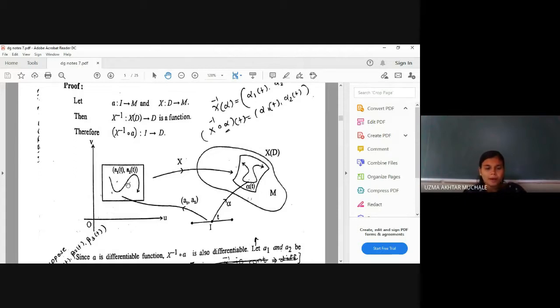Now what will x inverse be? It will be a function from x of D to D. So what will x inverse of alpha be? It will be a function from the open interval I to D. So this will be x inverse of alpha.